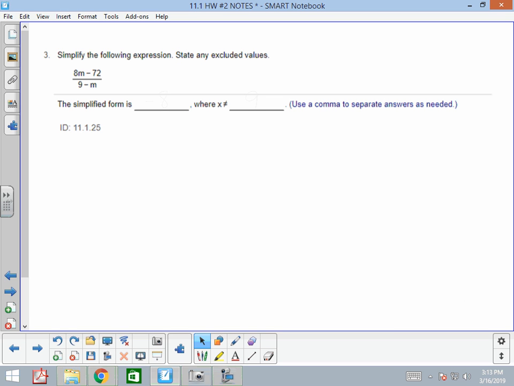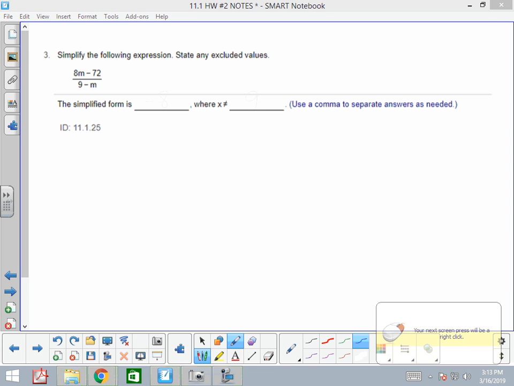11.1 homework number 2, video number 2. And these are the examples that we are going to continue doing for this homework. These particular problems, well, number 3 and number 4, we're going to look at some opposite factors and how to do those.